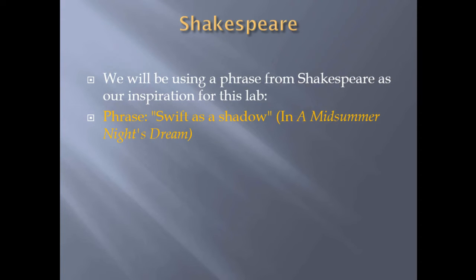You've probably heard this phrase before, as swift as a shadow. And the question is, what does he mean by this? How swift or how fast can a shadow move? Can you make a shadow and then move it and test how fast you could actually move this thing called a shadow? So what I would like you to do is develop an experiment involving shadows and investigate how fast they can actually move.